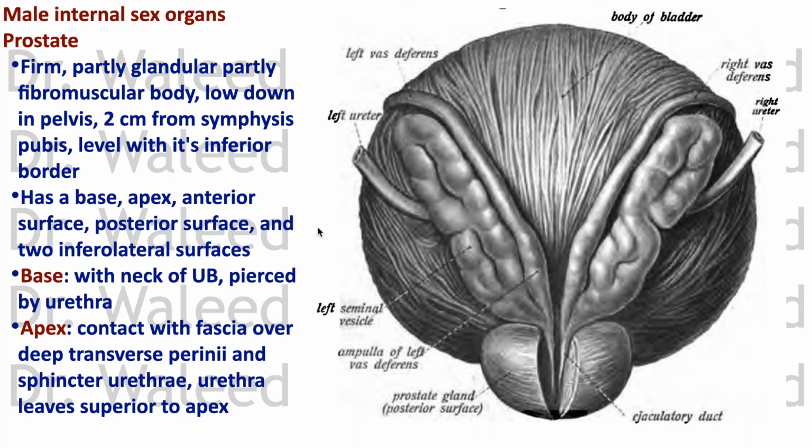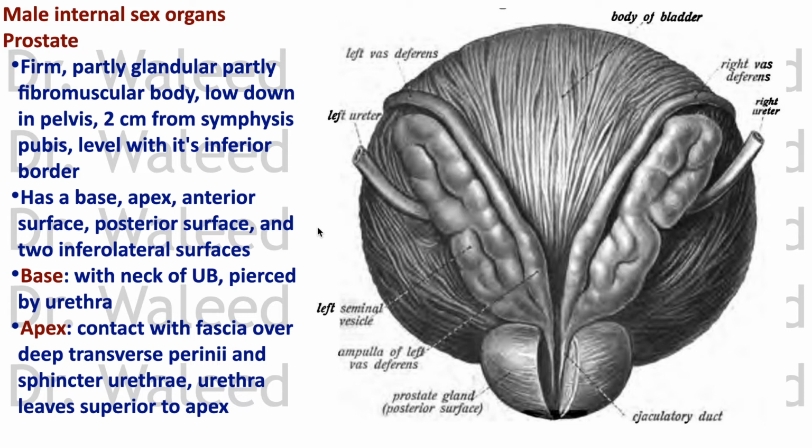The prostate is a mix of tissues, glandular tissue plus fibromuscular tissue. It's present low down in the pelvis, behind the symphysis pubis, level with its inferior border, and right below the urinary bladder. It has a base that is facing the neck of the urinary bladder. It has an apex pointed downwards. It has an anterior surface, posterior surface, and two infralateral or two lateral surfaces.